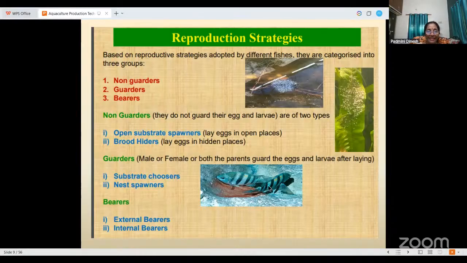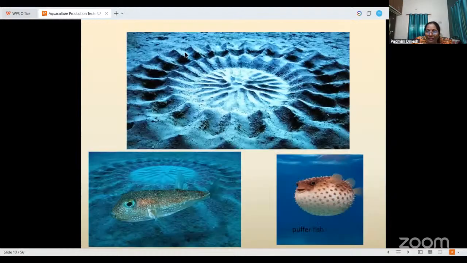Then the next one is nest spawners, something like the birds which build their nests. Fishes can also build nests. A beautiful example, if you all know, is this. Have you ever seen this shape in the environment? Of course, you can't see it over here. It is on the ocean beds. You find these chakra-like structures. This type of nest is built by none other than the puffer fish.